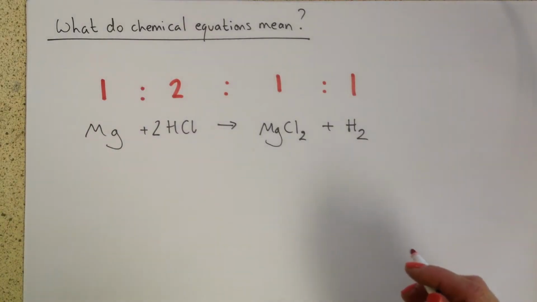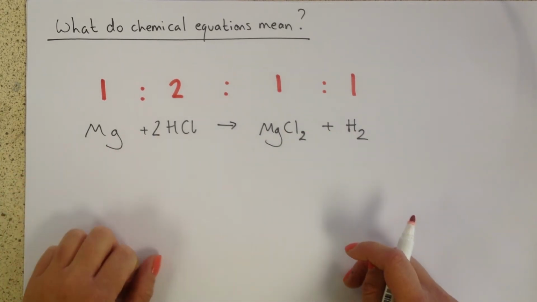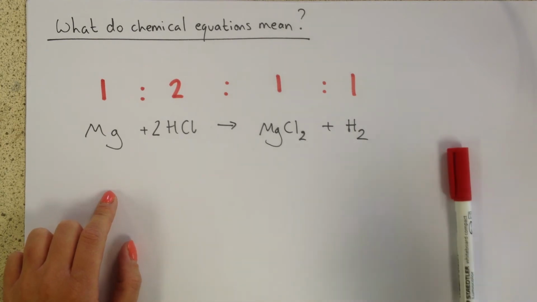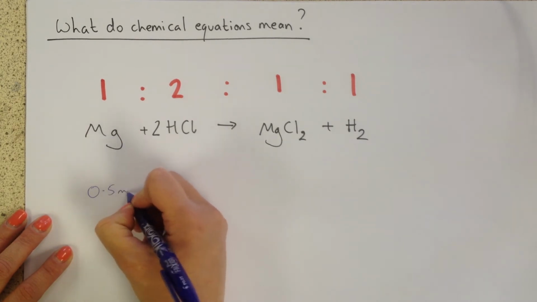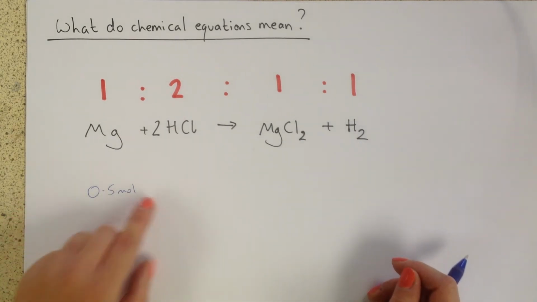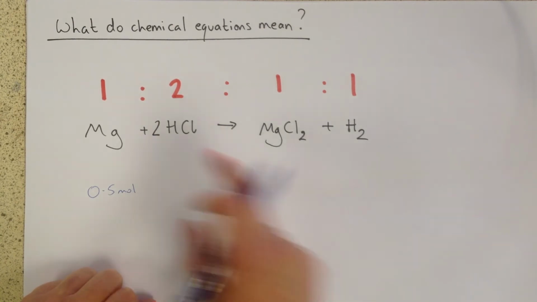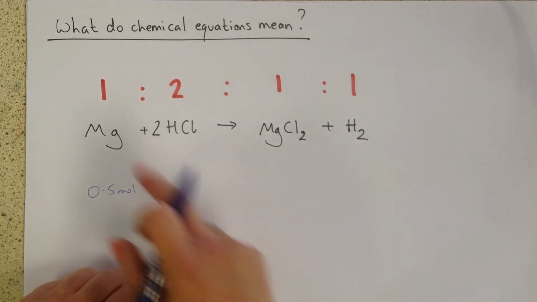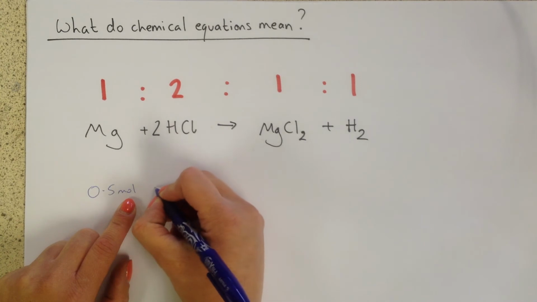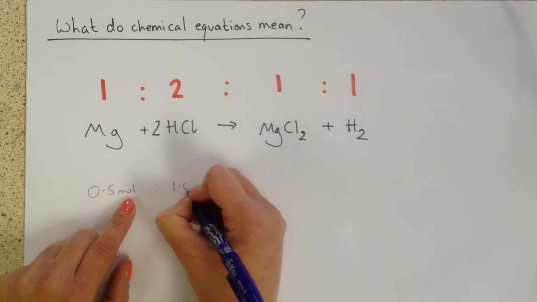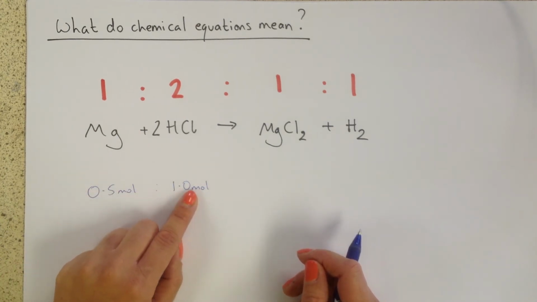So, why is this important? Often you won't be dealing with nice and easy, neat round numbers. You might have a situation, for example, where you start off, you have only half a mole of magnesium. In that case, how much HCl will I actually need to react with it? Well, if the ratio is 1 to 2, if I had 1 mole, I need 2 moles, so I need twice as much. I'll start off with half a mole, so I need 1 mole of HCl in this case, still the 1:2 ratio.